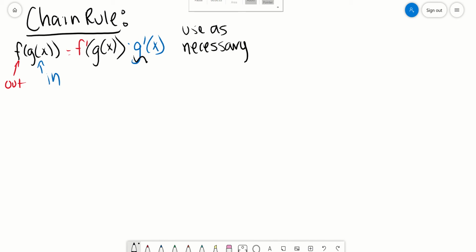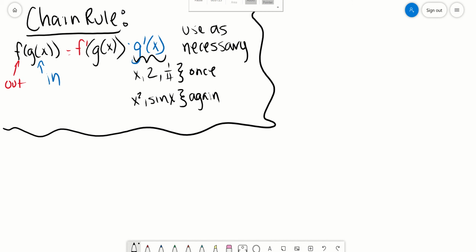So if your g prime is something like x or 2 or 1/4, whatever, if it's just something simple, straightforward like that, you only have to use it once. If your g prime is something like x squared or sine of x, if it's another function, you're going to have to do the chain rule again. So you've got to make sure you use the chain rule as many times as you need to.